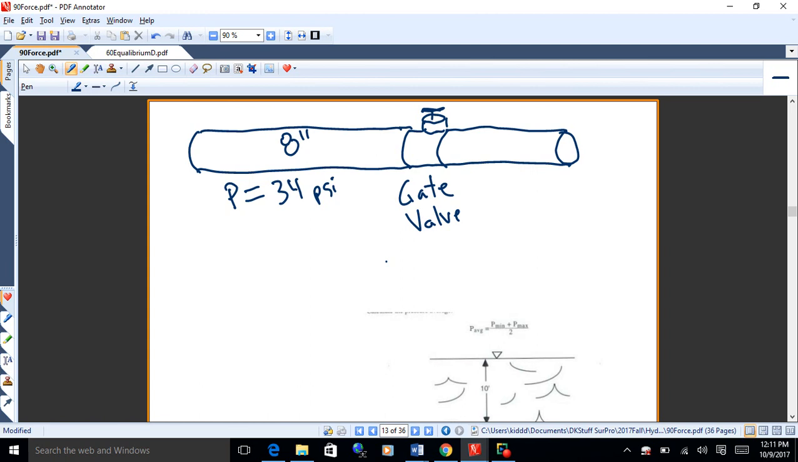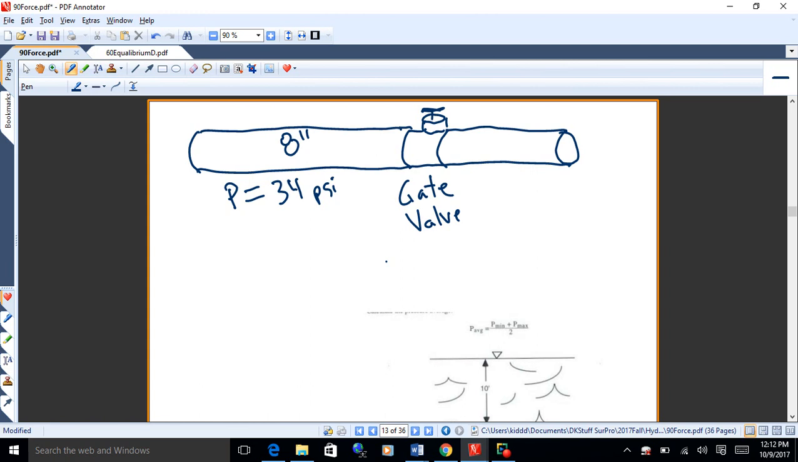So if you need to do more than flush it, if you got to run what they call a pig through it, you'll know about pigs for cleaning mains, kind of like rough foam bullets, you can't do that when you got a butterfly valve. So that's the disadvantage, but it's a cost thing.